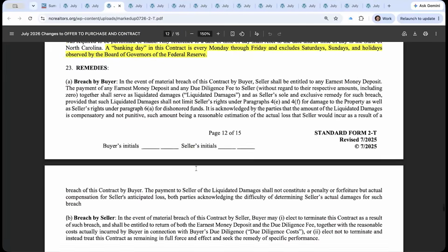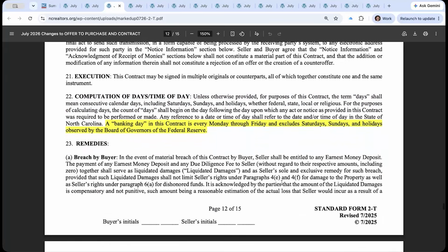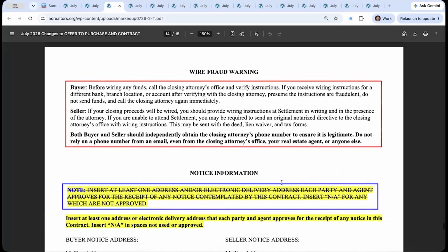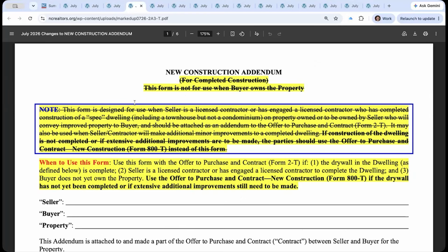Moving on down here, you've got another edit, the banking day edit. A lot of times I'll get calls on the hotline, and it's basically, how do you count days and time? Well, the paragraph is right here in paragraph 22. So banking day has been added to that to try and make it a little bit more clear how we're counting days and time. All right. Those are the big edits to the offer to purchase and contract.